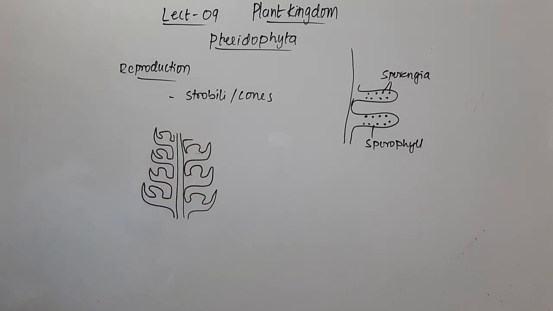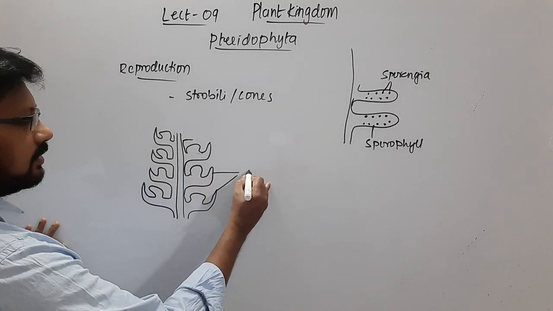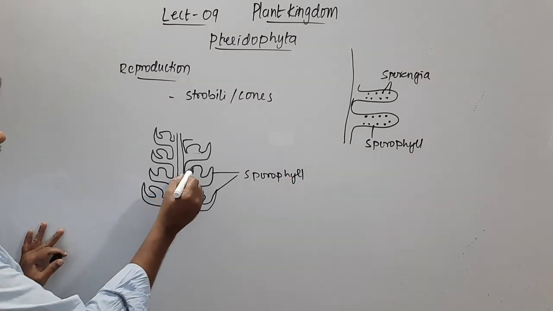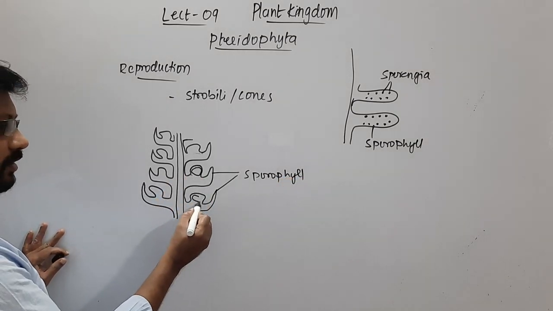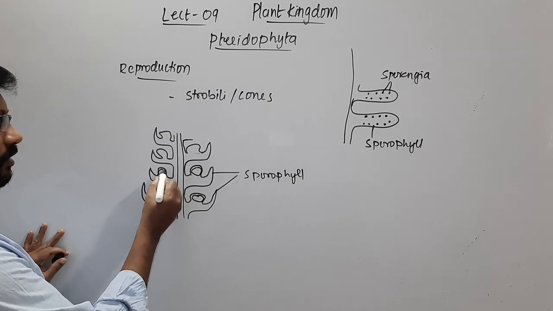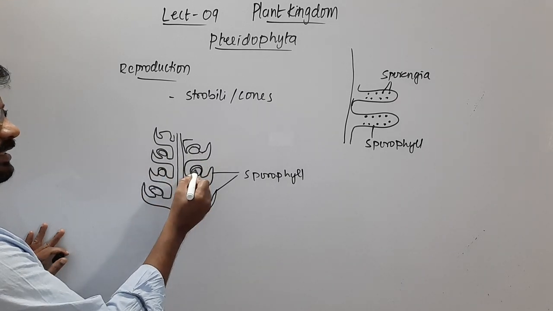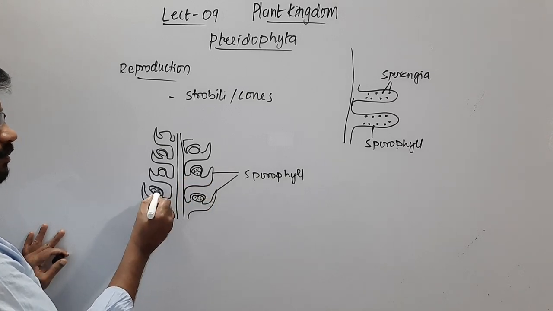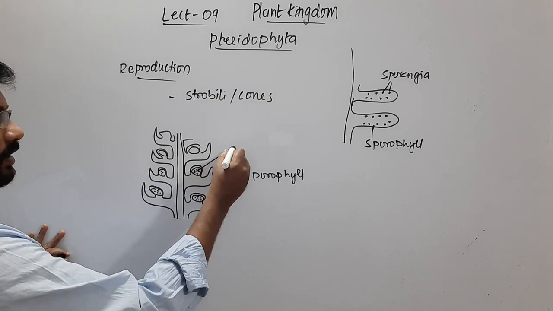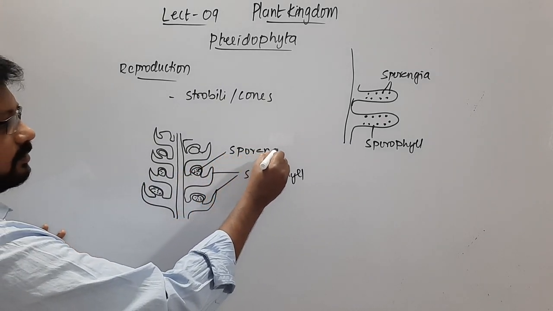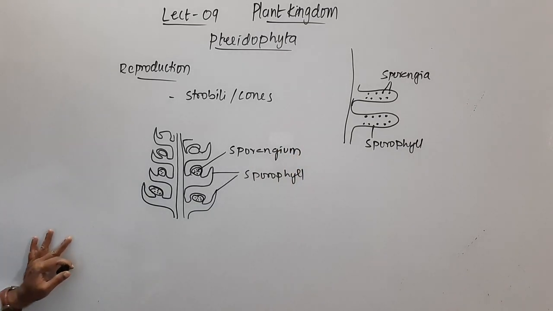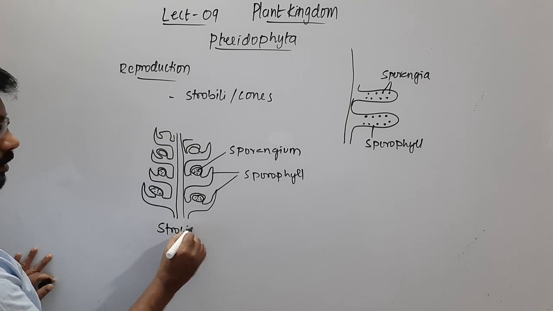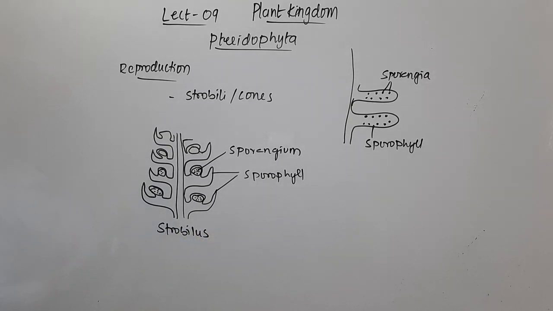And this is the sporophyll, and here is the sporangium. Here we see the presence of sporangium, and inside the sporangium we see the development of spores. So this is how a strobilus looks.